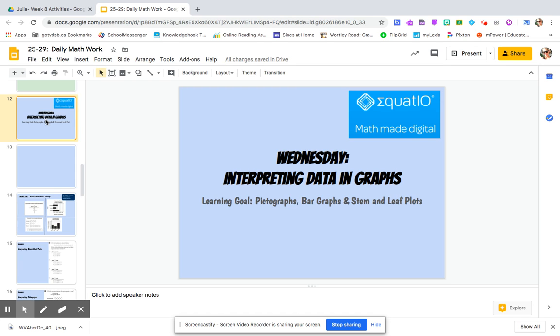Hi everybody, today we are interpreting data in graphs, and specifically we are going to go through some examples of pictographs, bar graphs, and stem and leaf plots.